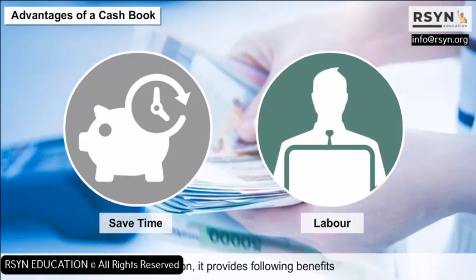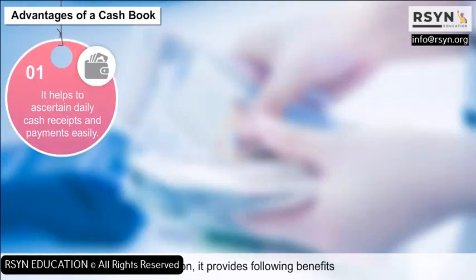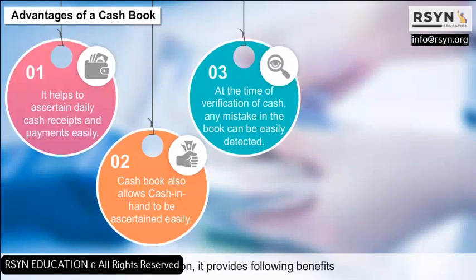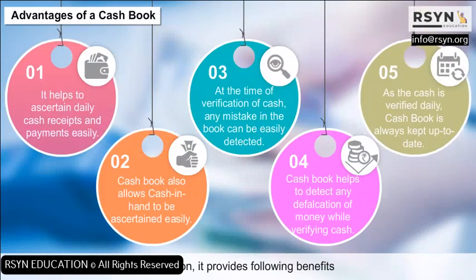In addition, it provides the following benefits. 1. It helps to ascertain daily cash receipts and payments easily. 2. Cash book also allows cash in hand to be ascertained easily. 3. At the time of verification of cash, any mistake in the book can be easily detected. 4. Cash book helps to detect any defalcation of money while verifying cash. 5. As the cash is verified daily, the cash book is always kept up to date.